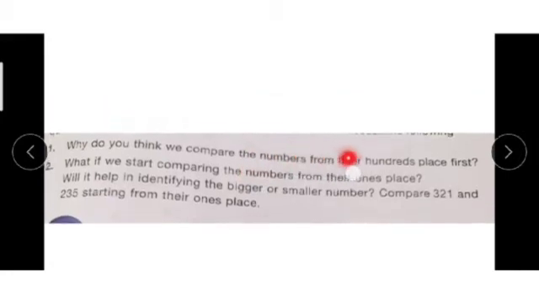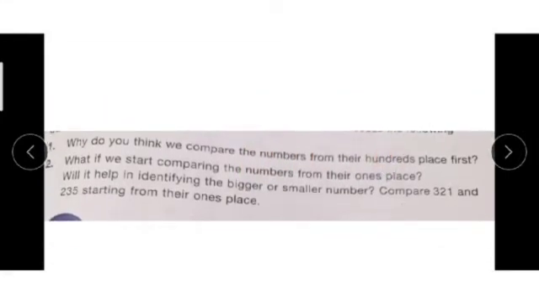Now children, why do you think we compare the number from the 100 place first? In the last example, we compared a 3-digit number. In that we compared the place values starting with the 100 place value. Why are we comparing the 100 place value? Because this is a 3-digit number, and the 100 place value is the bigger place value. That's why we start from the 100 place value to compare 3-digit numbers.